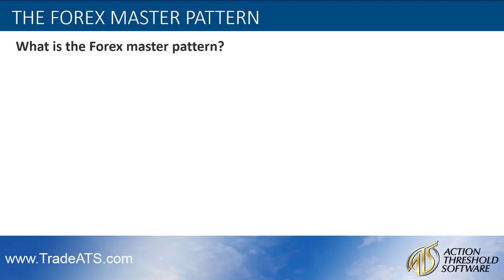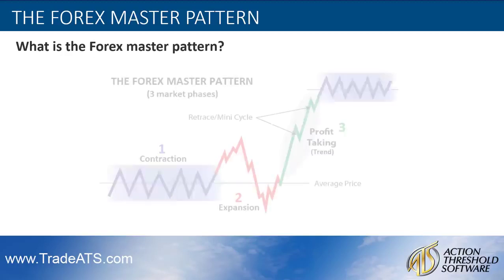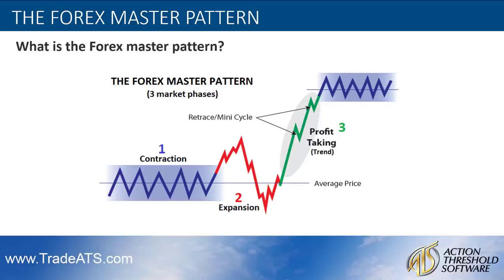So, what is the Forex Master Pattern? Here it is. This is the Forex Master Pattern, which is actually three market phases, or three different phases of price activity or price action. Phase number one, you can see right here, is what we call contraction. This is the tightening of the market. Phase number two is what we call expansion. It's when it leaves the contraction phase. And then phase number three is the profit taking or trend phase.